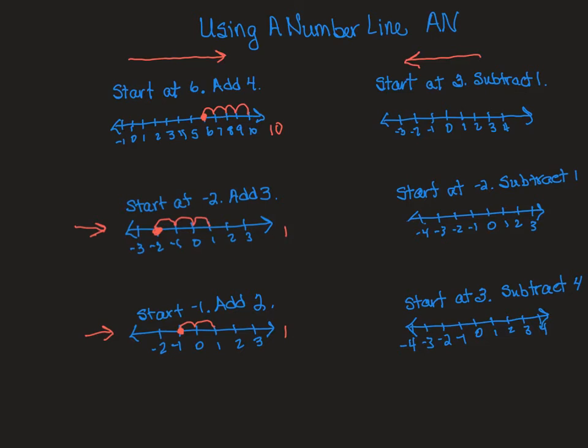Okay, let's look at the other side. We are subtracting, and so we are going to be going in the opposite direction. So in the first one, we're starting at 3, and we're subtracting 1. This is something you've already done. You're proficient at this. I have 3, I subtract 1, and I wind up with 2. You already know that.